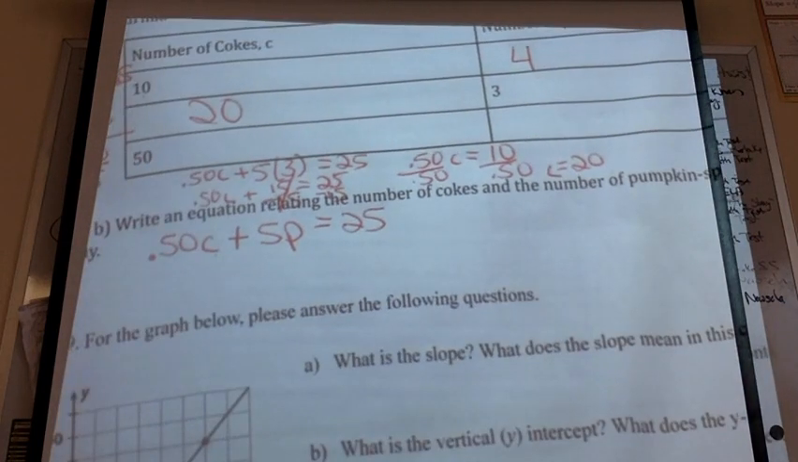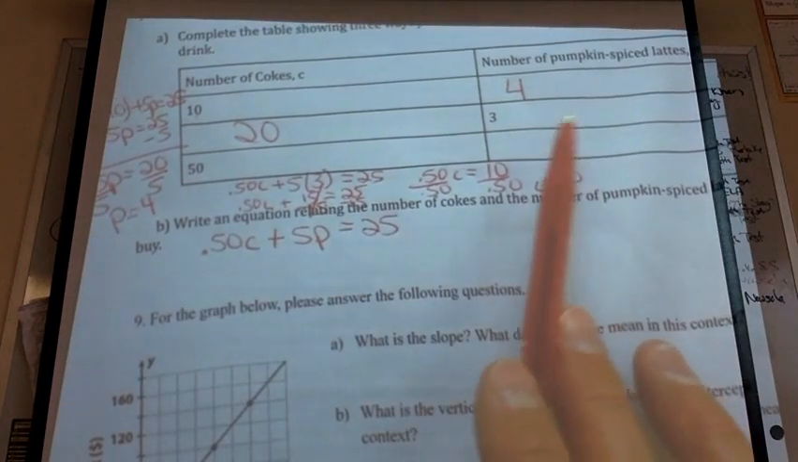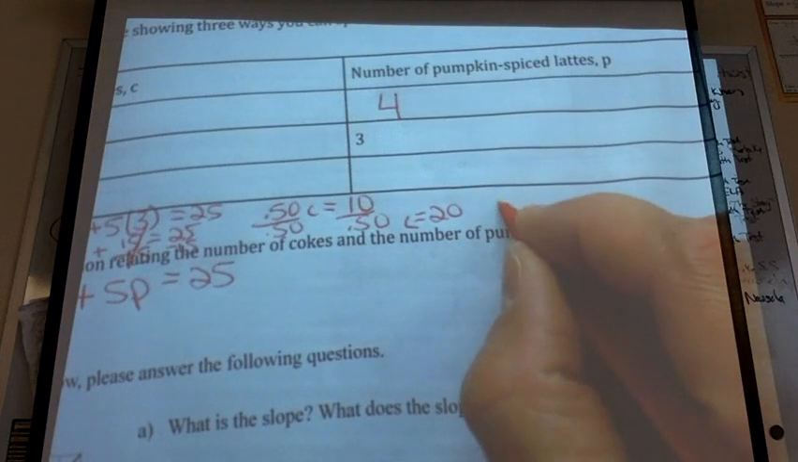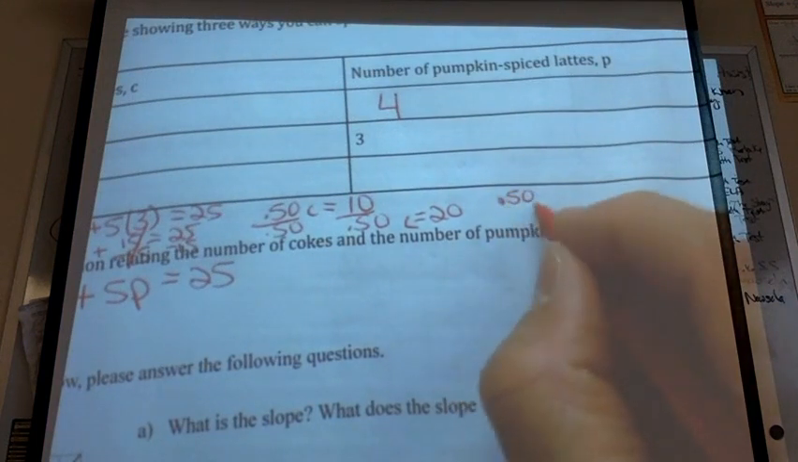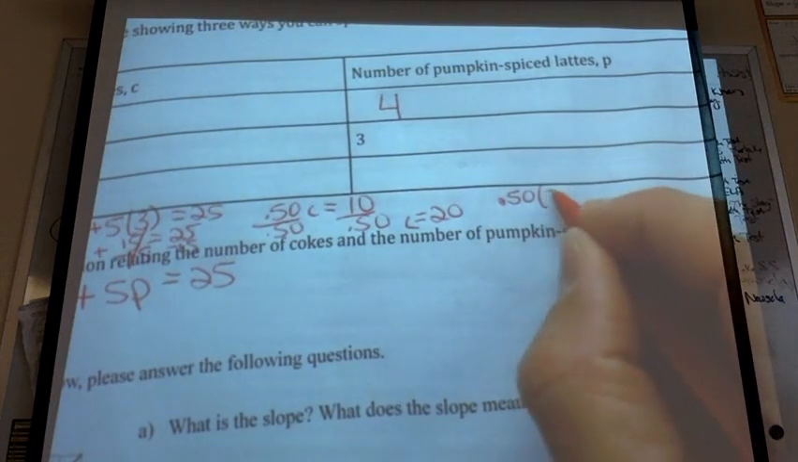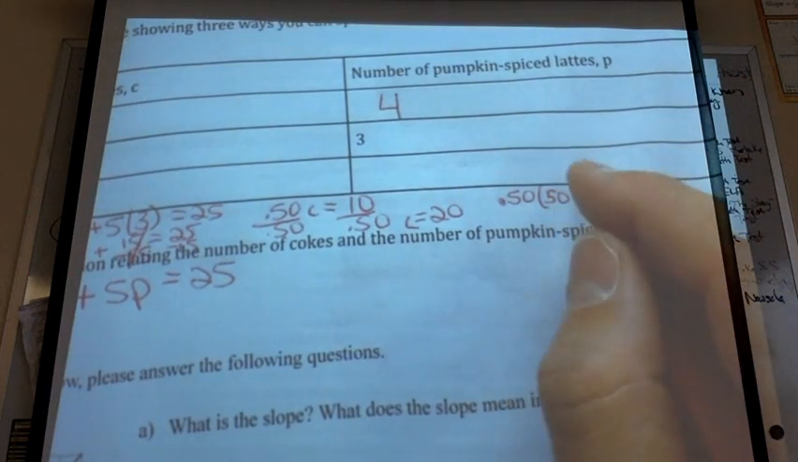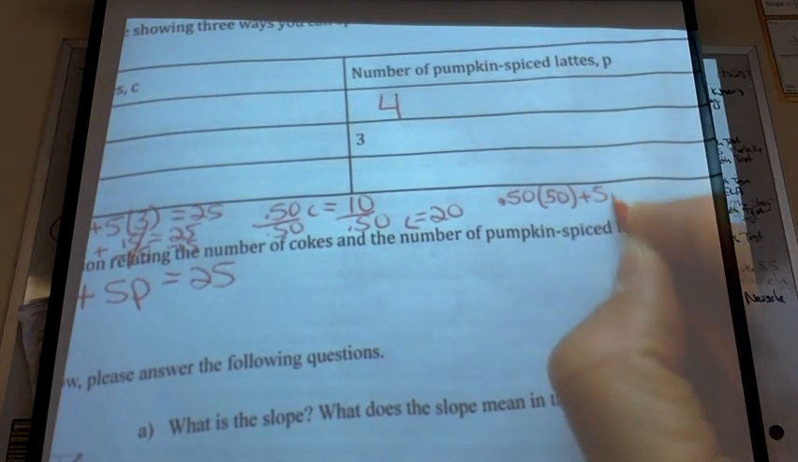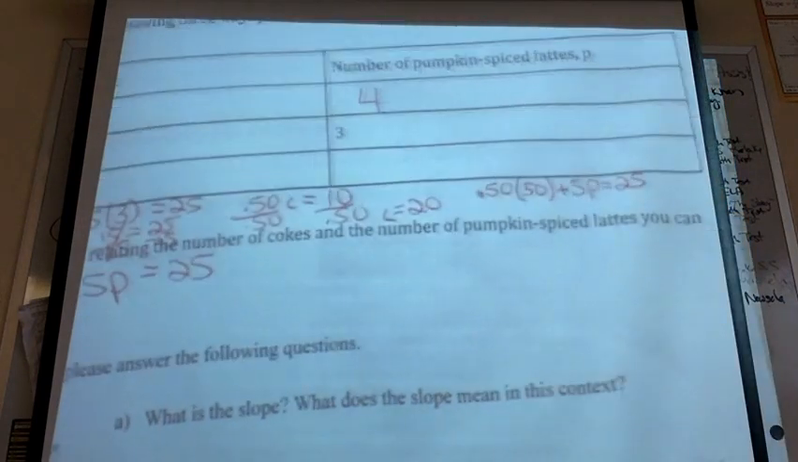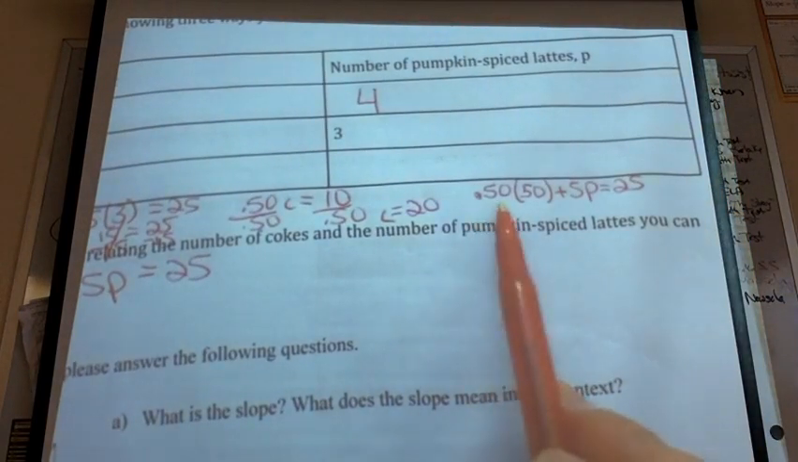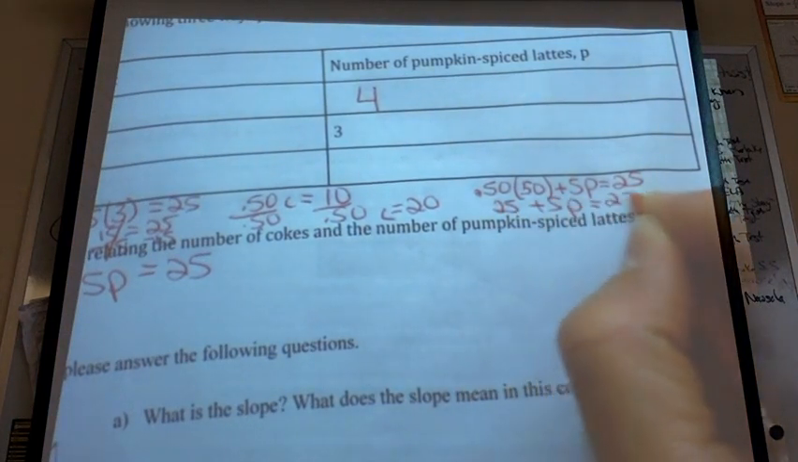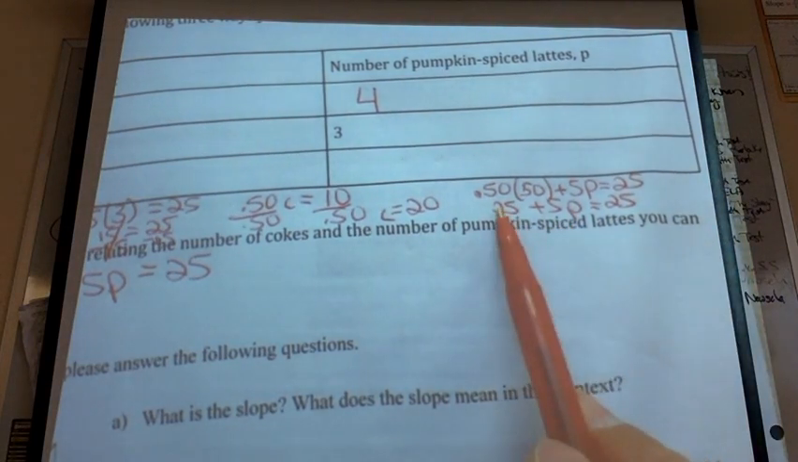Okay, in our last one, they're giving us the number of Cokes, but we have to find the number of pumpkin spice lattes. So if you bought 50 Cokes, I'm going to use my equation: 50 cents times 50, since I know my Coke value is 50, plus 5p equals 25. 50 cents times 50 is 25, plus 5p equals 25.